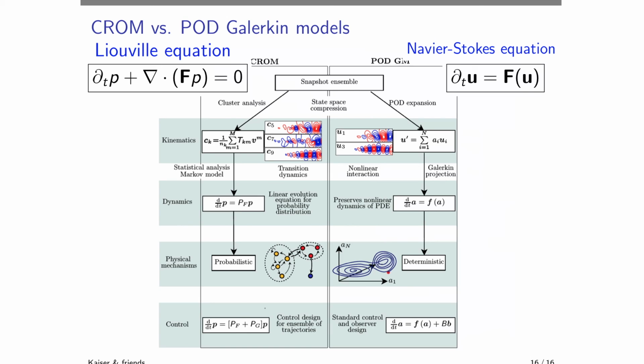The probabilistic description through CROM enables one to determine sets in phase space with certain properties, like almost invariant sets and invariant measures, a robust approach to determine the long-time behavior of trajectories. Moreover, uncertainties are naturally incorporated by the size of the clusters. In contrast to the standard control and observer techniques that can be applied to POD Galerkin models, control design for CROM involves the control of an ensemble of trajectories.